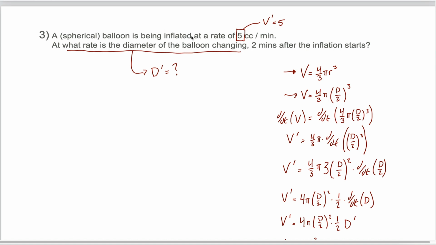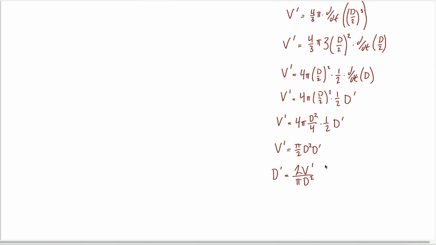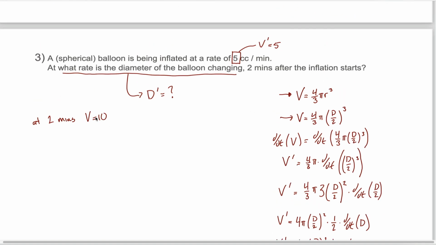And since the balloon is being inflated at a rate of 5 cubic centimeters per minute, I know that after 2 minutes, the volume is equal to 10. I don't need to know v for this equation, but I can use the fact that v equals 10 to figure out what d is equal to. 10 must be equal to 4/3 times pi times (d over 2) cubed.